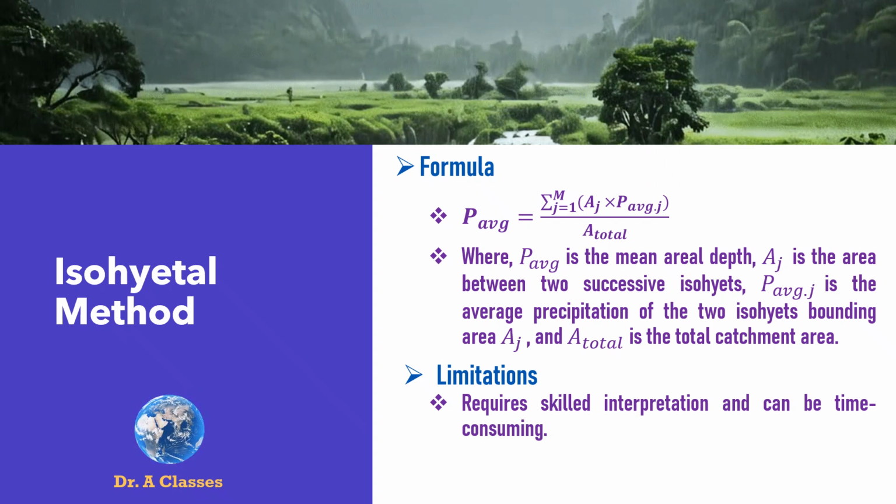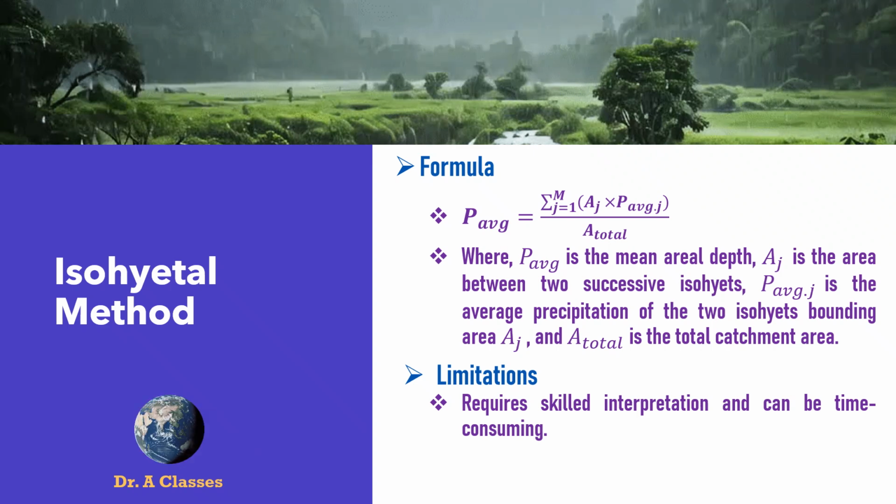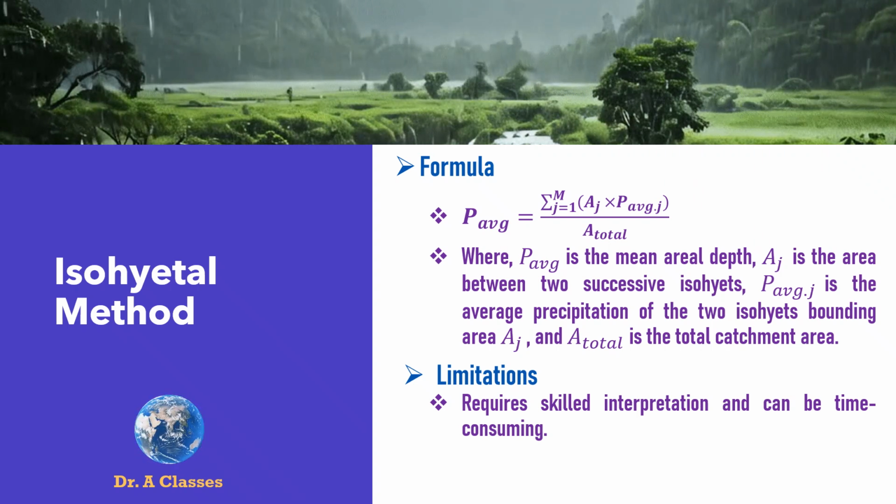Generally considered the most accurate method, especially for large areas more than 5,000 square kilometers and complex terrain where precipitation patterns are significantly influenced by the topography. It allows for hydrological judgment in interpolating between gauge points. Limitations: it requires a skilled analyst and can be time consuming.